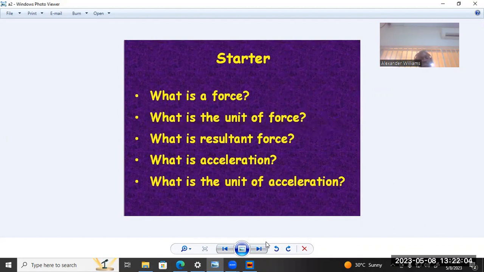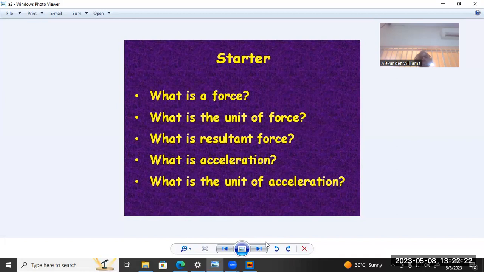What is a force? Paul, can you tell me what's a force? Okay, push and pull. That's right. What's the unit of force? James, can you tell me what's the unit of force? You say Newton? Correct.